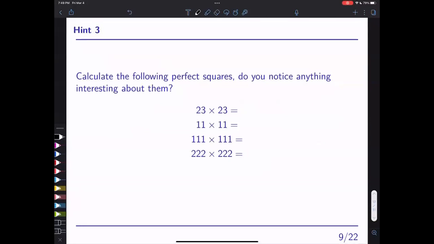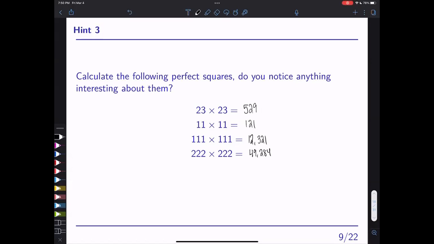For the third hint, I'm going to multiply some stuff out for you. And I want you to see if you notice something cool about any of these products. Notice, these are all perfect squares. It's a number times itself. When I do 23 times 23, I get 529. Okay, sure. 11 times 11, I get 121. 111 times 111 is 12,321. And 222 times 222, 49,284.